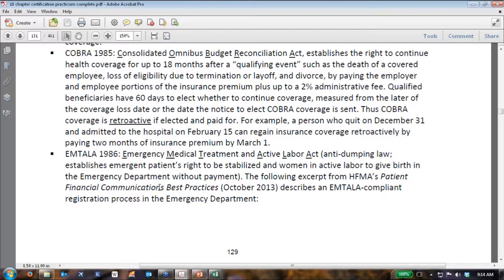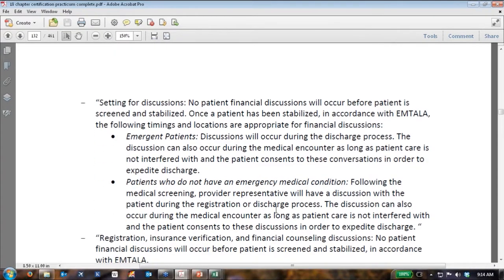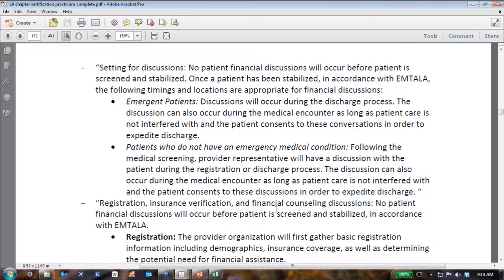Now, EMTALA has a lot of specifics relating to at what point in the process of a patient being treated or seen in the emergency room someone can ask for information on the patient. So if you walk into an ER, what's the first thing that happens? There's a person there at the desk with a clipboard, and after saying hello, they say, oh, please write your name here and your date of birth, and show me some ID so I know that it's really you, and then have a seat, please.